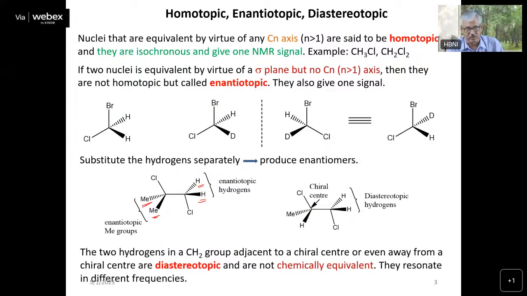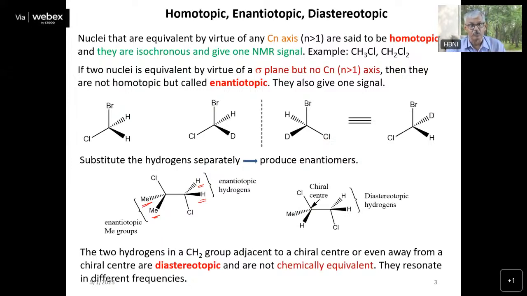So two hydrogens adjacent to a chiral center, or even a little bit far away from the chiral center, are called diastereotopic. They are not chemically equivalent, and you can expect them to resonate at different frequencies. But sometimes these are called accidental chemical equivalents. That is not due to symmetry; it is happening because somehow the resonance frequencies are the same. But if you change the NMR machine, let us say you go from a low field to a very high field machine, you will see that they come at different positions.